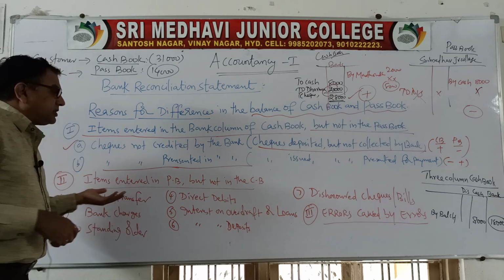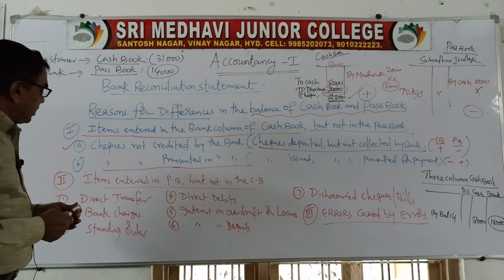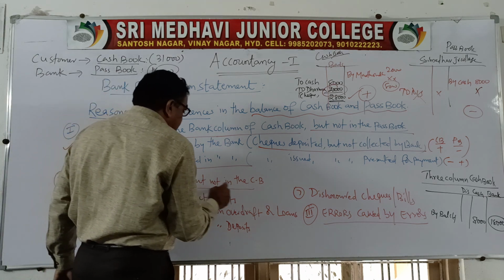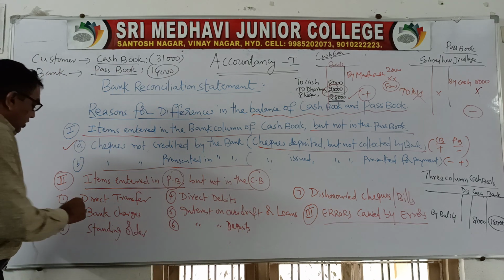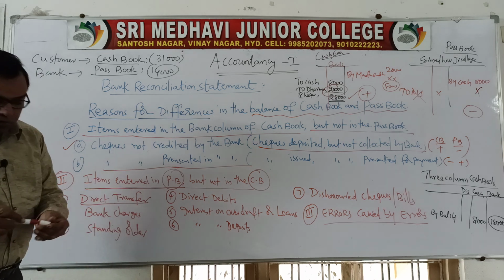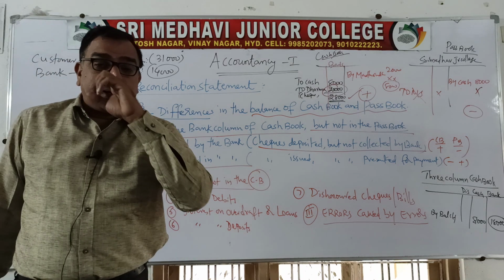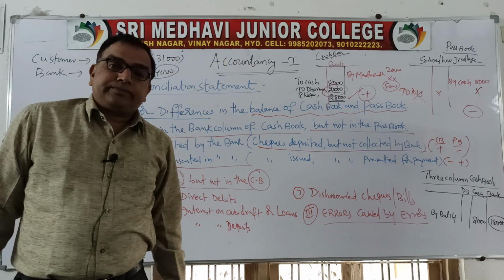Then various other expenses, other items also will cause the disagreement of balance. Like you see, the items entered in passbook, PB stands for passbook, CB stands for cash book. First one is say direct transfer. Most of the times you see in modern days, with the help of technology, internet, most of the customers are directly transferring money into our account.